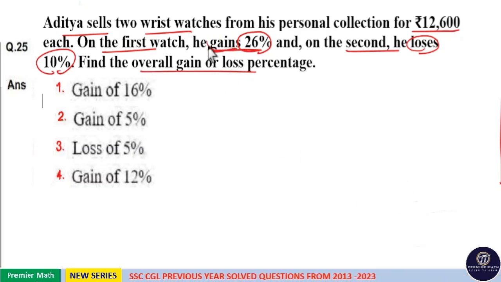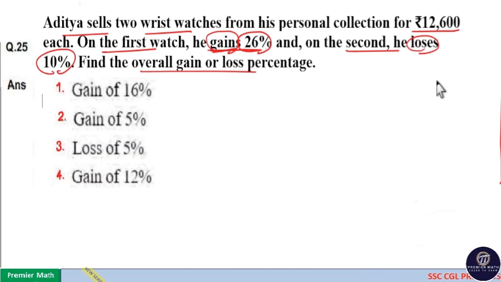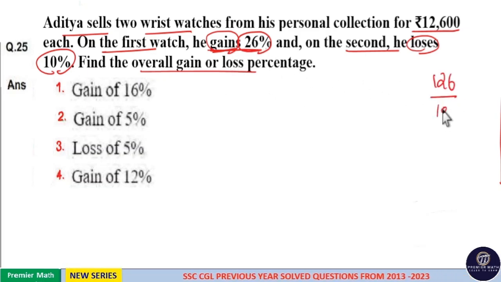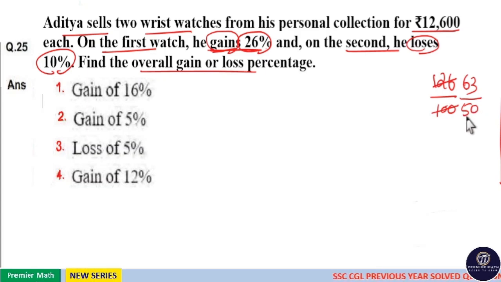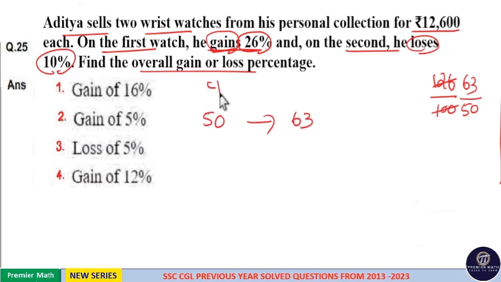Here on the first, he gains 26%, which means gain is equal to profit. Profit 26% means 100 plus 26, 126%. Which means 2 goes 63 times in 126, 2 goes 50 times in 100. That is, if 50 part is the cost price, then 63 is the selling price.